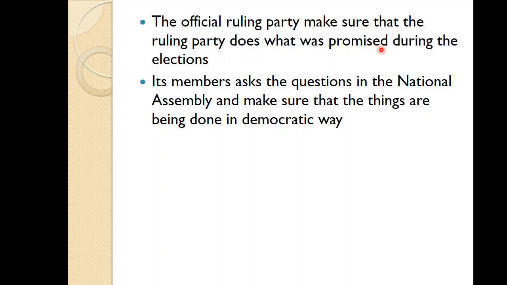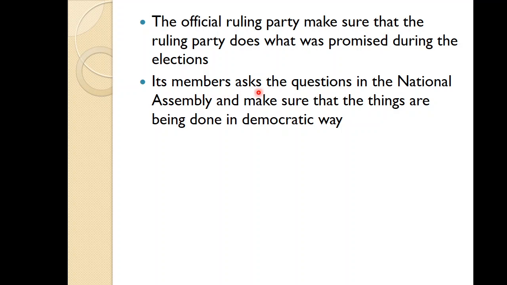The official opposition makes sure that the ruling party does what was promised during the elections. Because we know that before an election, most if not all of the political parties go around the country campaigning and telling people why they have to vote for them. So those promises that they tell the people, we are going to do this if you vote for us, when they win the election, the ruling party will have to make sure that they deliver them, or administer them.